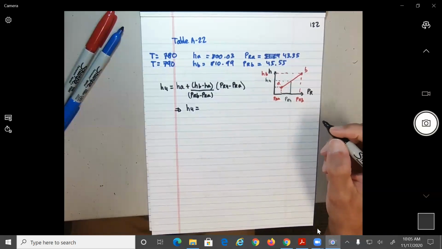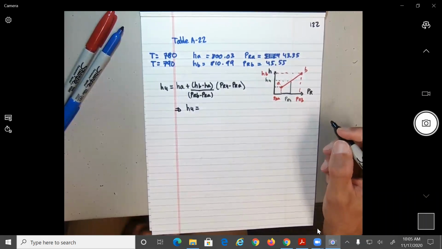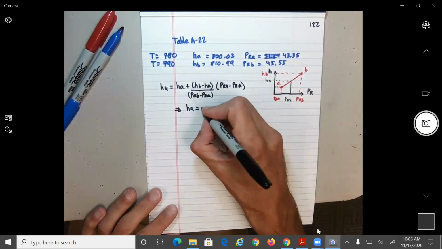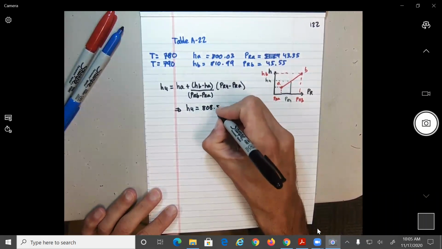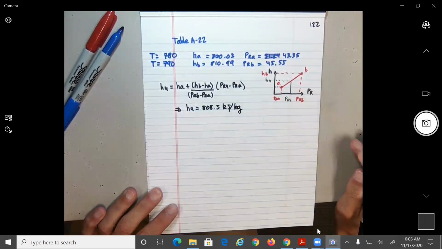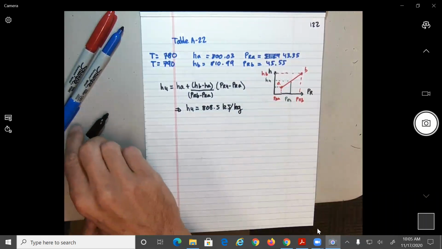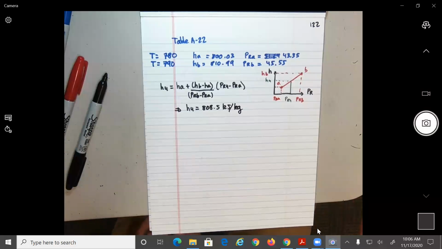And if you want to go ahead and do the numerical application, but since I have the solution, maybe we can save some time, but go ahead and check. Here they say that should be equal to 808.5 kilojoules per kilogram. But go ahead and check, okay, if you want.